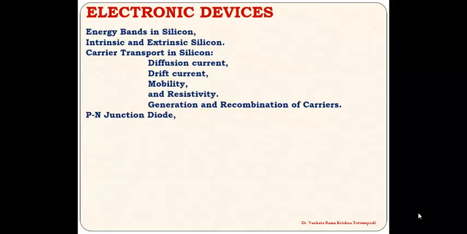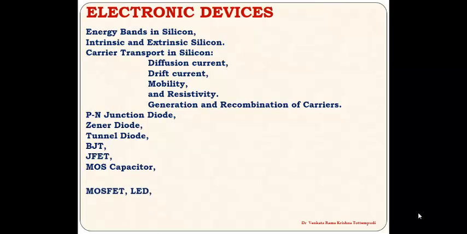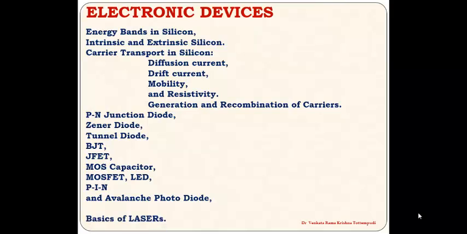Next one is PN junction diode, Zener diode, tunnel diode, BJT, JFET, MOS capacitor, MOSFET, LED, PIN diode and avalanche photodiode. Basics of laser.